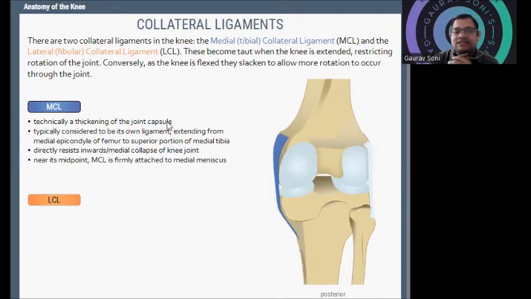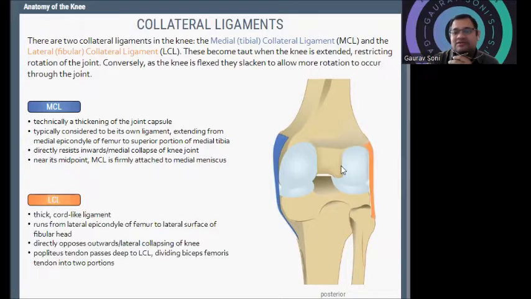So the MCL, the medial collateral ligament, you can see it is present on the medial side. Technically, it is a thickening of the joint capsule, typically considered to be its own ligament, extending from the medial epicondyle of the femur to the superior portion of the medial tibia. It directly resists inward medial collapse of the knee joint. Near its midpoint, the MCL is firmly attached to the medial meniscus.